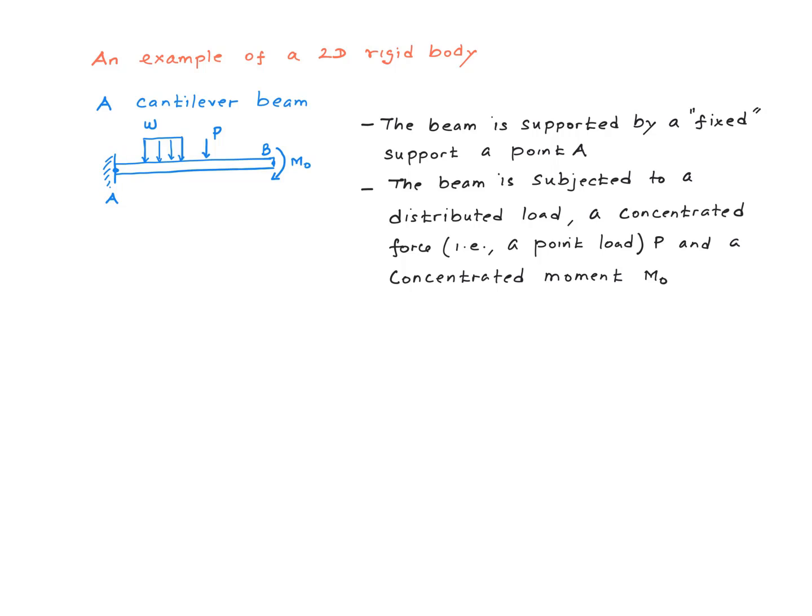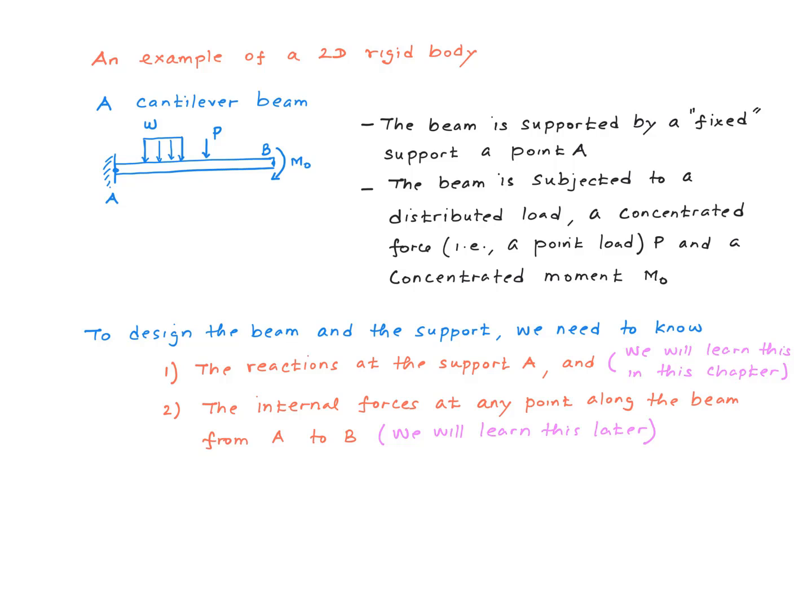support at point A. We're going to come back and talk about several different types of supports in a little bit. The beam is subjected to a distributed load omega, a point load P, and a concentrated moment M node at point B. So to design the beam and the support properly, we need to know two things. We need to know the reactions at the support A, and we need to know the internal forces at any point along the length of the beam from A to B.